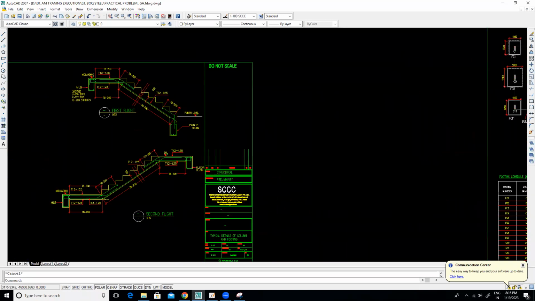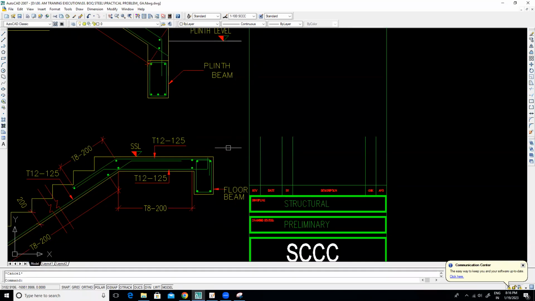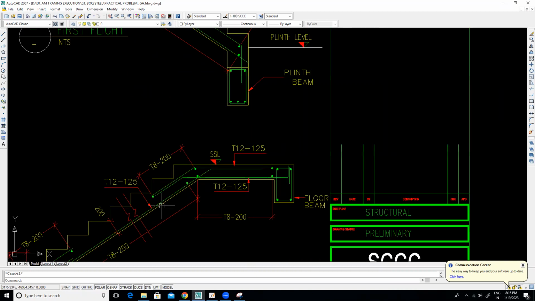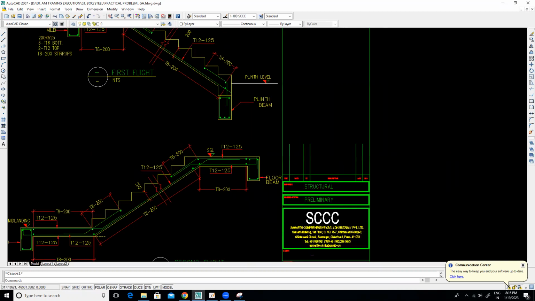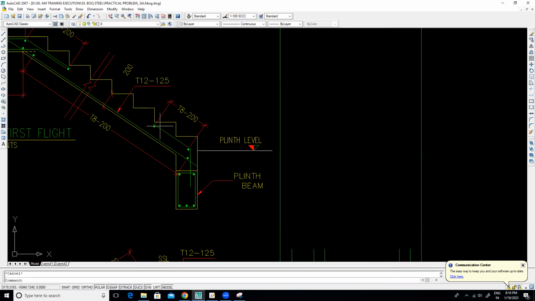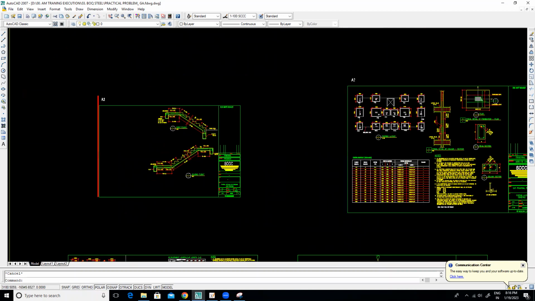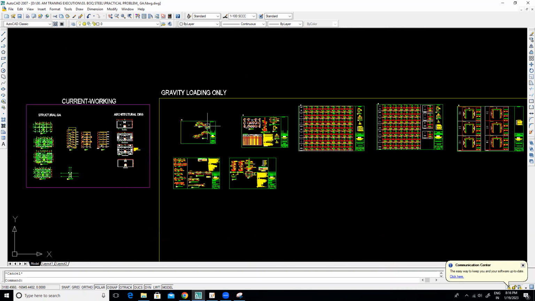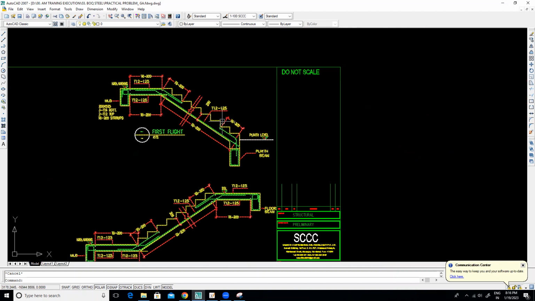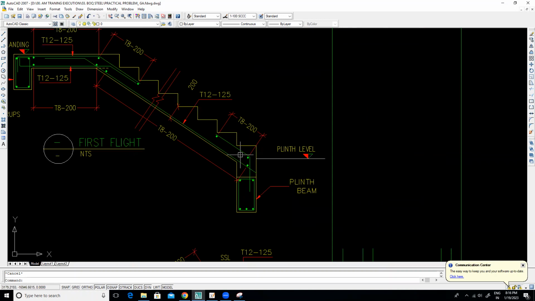For example, if this is the staircase, then the level should be mentioned over here. Then, I think Suleka has asked me regarding what is the LD dimension. So that LD dimension and everything has to be written in the drawing. Now it is not here, but it has to be mentioned. Otherwise, site people will have a question: what should be this length? So it has to be mentioned. Each and every dimension should be mentioned in the drawing, so that there will not be ambiguity on the site.